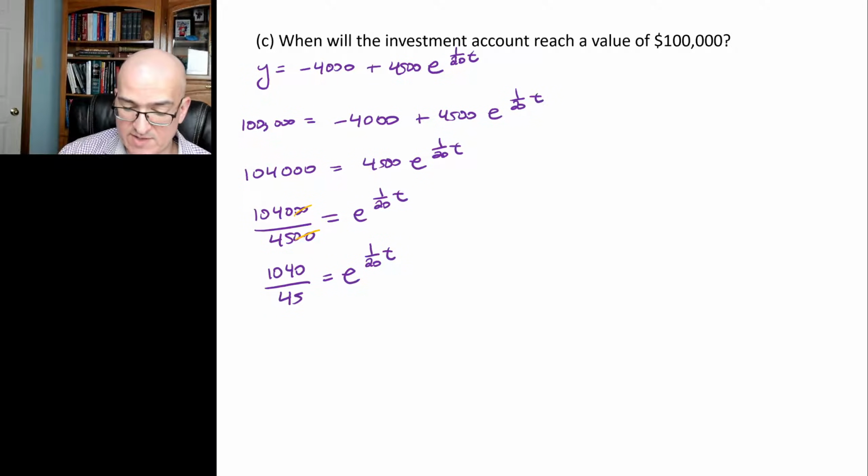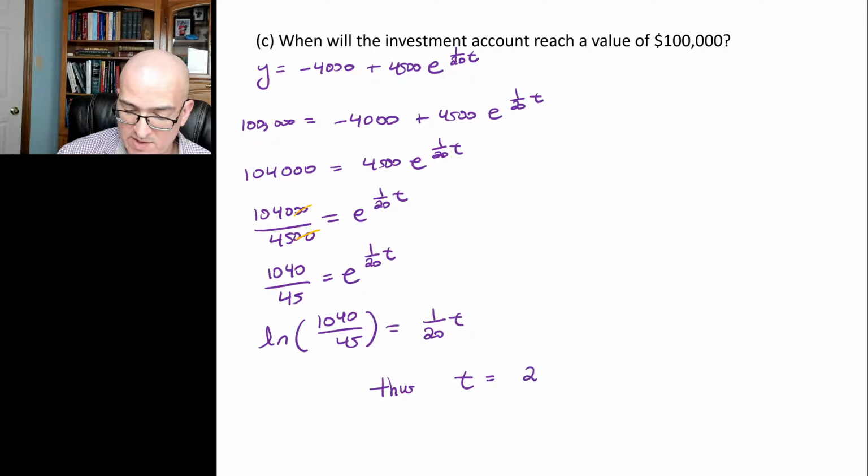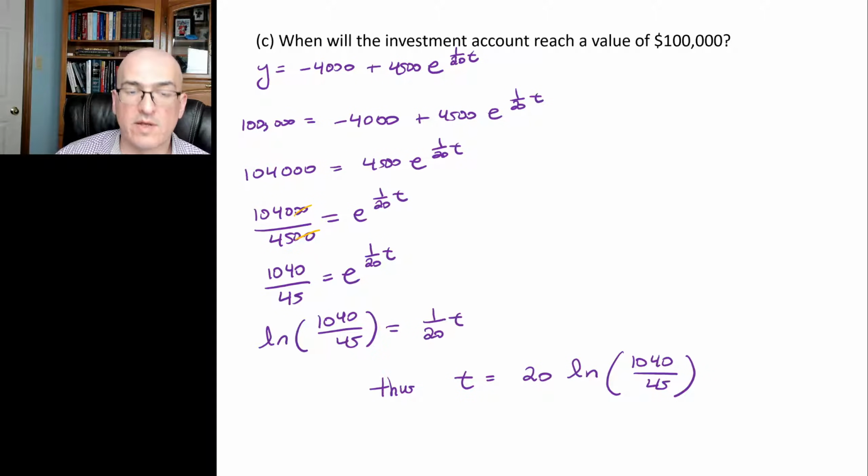We can ln both sides. So ln of 1040 over 45 is 1 over 20 times t. Thus, t is equal to 20 times the ln of 1040 over 45. And calculator, 62.8 years. And that's more realistic.